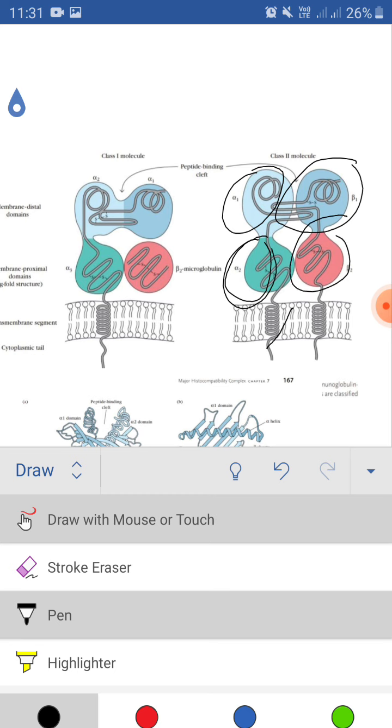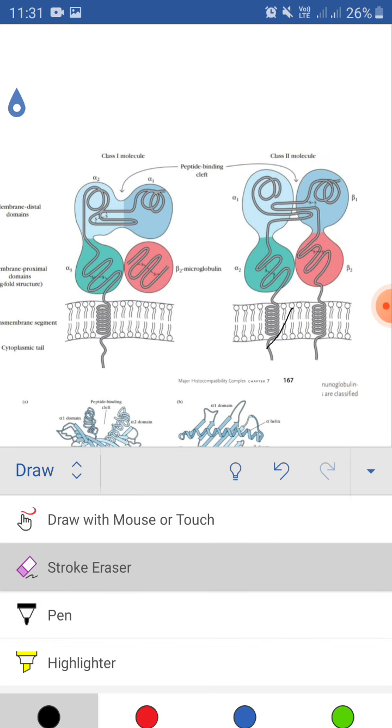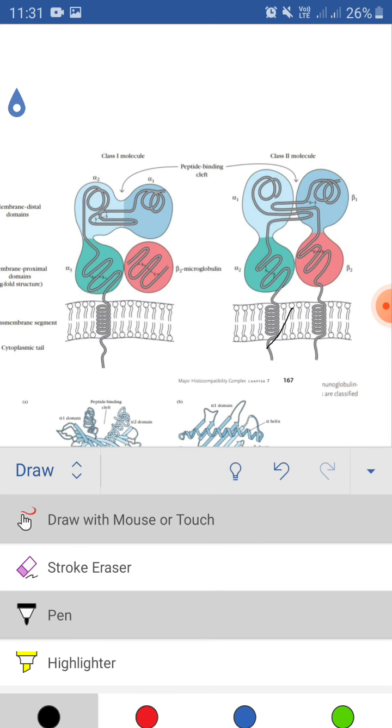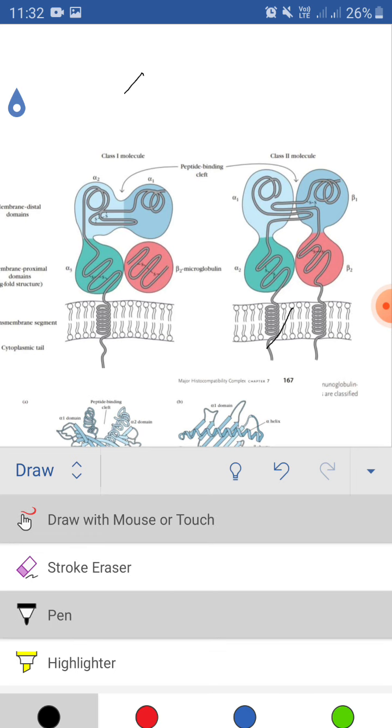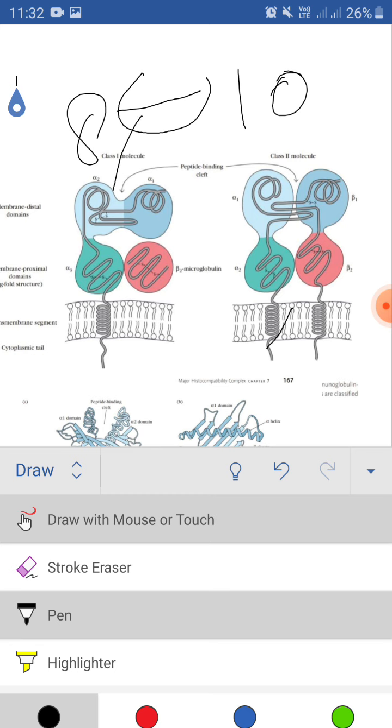In case of MHC class 1 molecule, the antigen binding site is presented by the alpha 1 domain and alpha 2 domain, and they have a closed antigen binding site where a peptide of about 8 to 10 amino acids in length can attach to the peptide binding site.